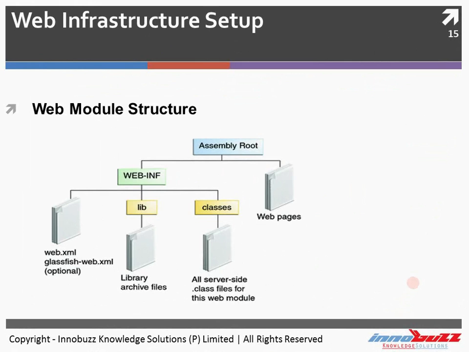So this is the basic structure involved in web development of any application. We see an assembly root which gives two branches, WEB-INF and web pages. In WEB-INF, we have web.xml, which is the deployment descriptor. It can be for any server, but this is the basic structure. Then we have lib having all kinds of jar files. We have classes. These classes will have all .class files for Java, which are involved in development of web applications.